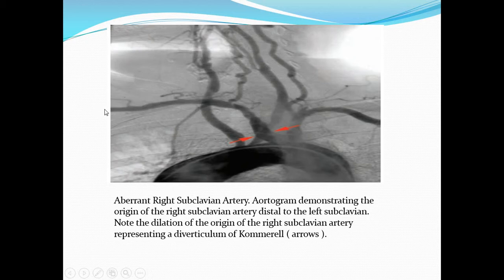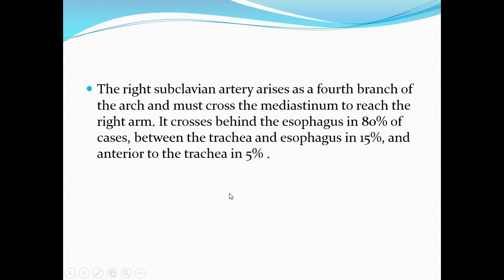And you can see here a dilatation at the origin of the aberrant right subclavian, which is called the diverticulum of Kommerell. The right subclavian artery in this anomaly usually arises as the fourth branch of the arch, and it crosses the mediastinum to reach the right arm. Either it crosses behind the esophagus, most commonly, sometimes it crosses between trachea and esophagus, and rarely crosses anterior to the trachea.